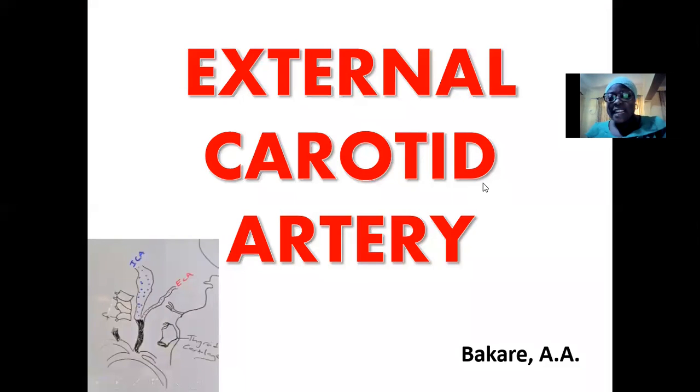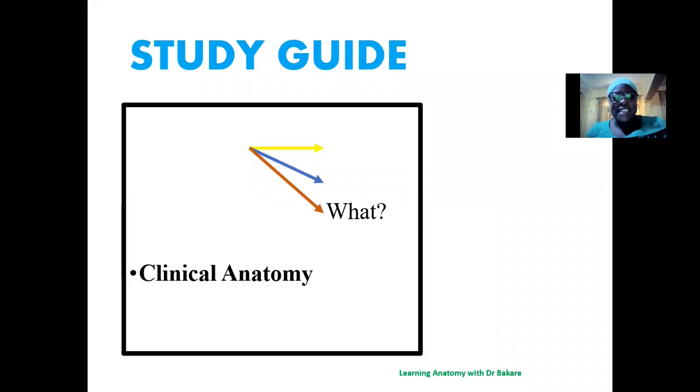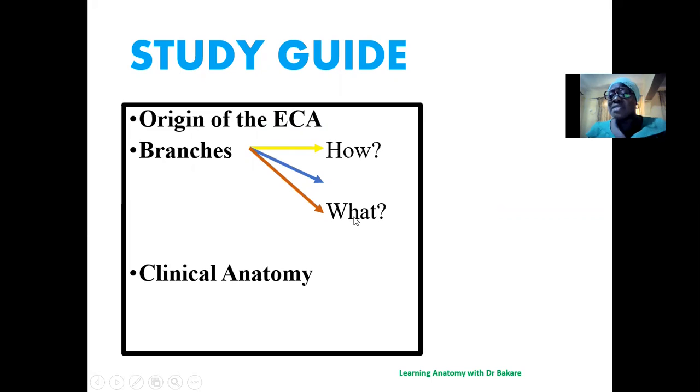Welcome. Let's look at the external carotid artery. This is our study guide, and I hope that by the end of this class, we should be able to describe the origin of the external carotid artery. We should also be able to state the branches, how these branches emerge, where they emerge from, and what they supply. And also we'll be looking at the clinical anatomy.